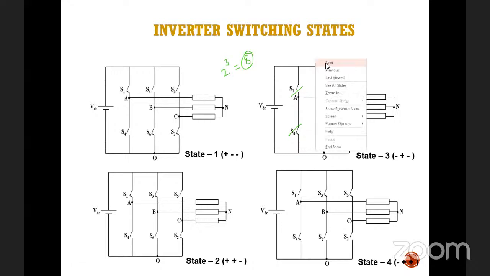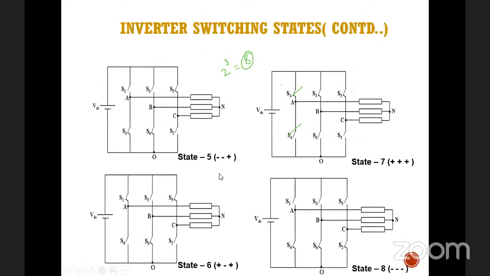And the next 2 switching states are the remaining switching states. So for example, all top means plus, plus, plus. All bottom, minus, minus, minus. Here, top, bottom, top is plus, minus, plus. So this is a way of representing the switching states in the 2-level inverter in the case of the SVPWM technique.